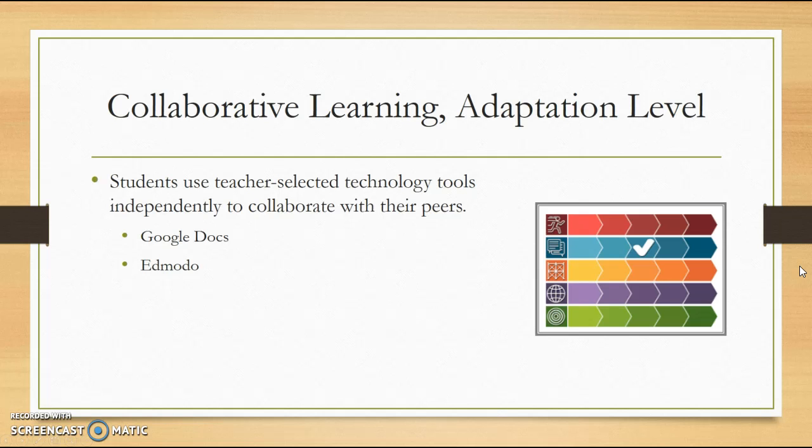The next example is collaborative learning adaptation level. In this situation, students use teacher-selected technology tools independently to collaborate with their peers. They can use Google Docs or Edmodo. Edmodo is a program that I've always used with my students. It's almost like a social media page, and students can actually work in groups, and they can collaborate with each other through discussion and work together on assignments through Edmodo.